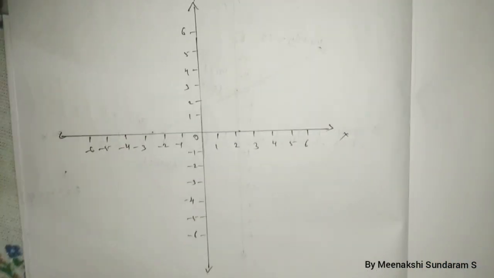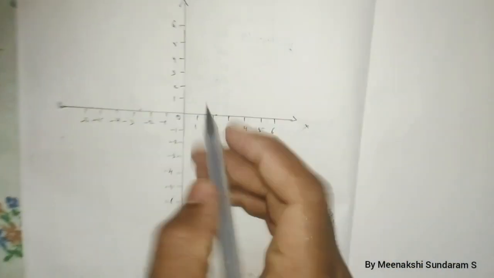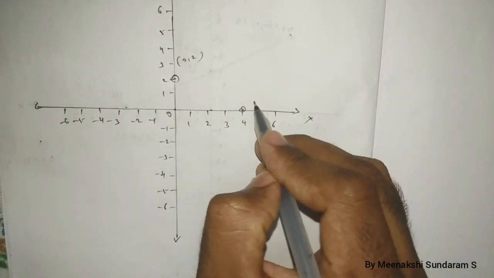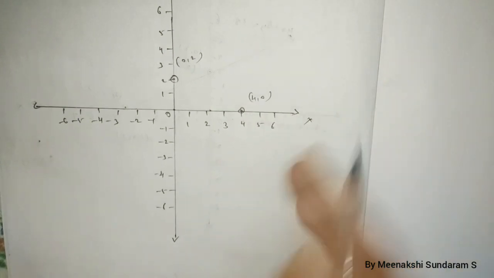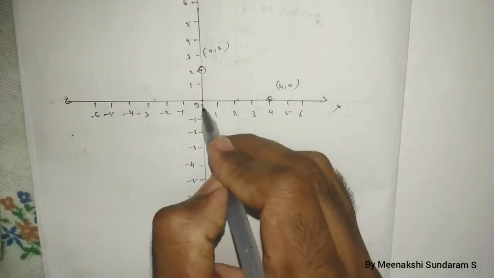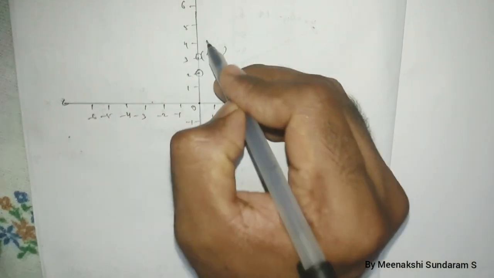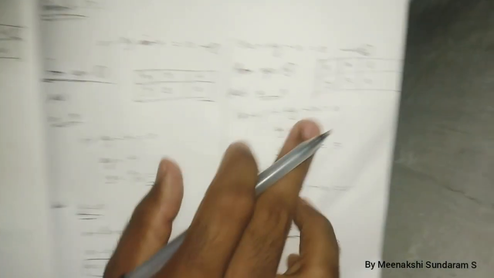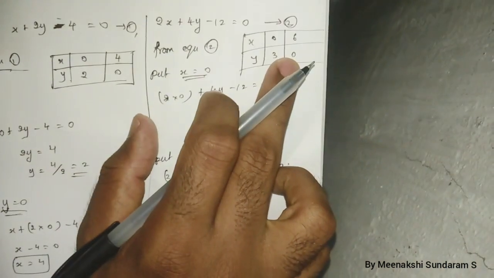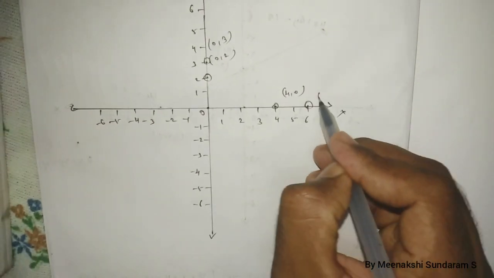Clear? Now we can represent the points in a graph. What is the first point they gave? First line, first point 0, 2. So x axis 0, y axis 2. Second point 4, 0. So x axis 4, y axis 0. Clear? So next equation, 0, 3. Clear? Here the next point 6, 0. So 6, 0.